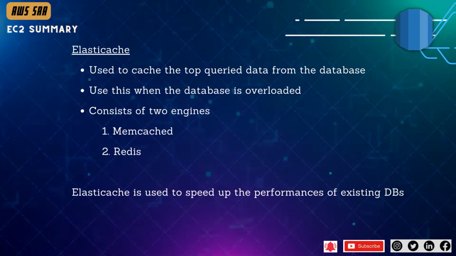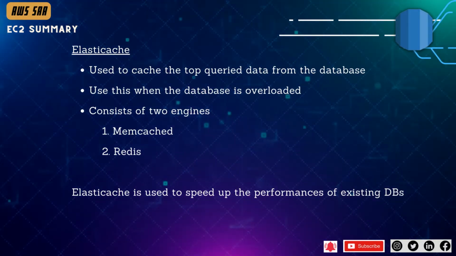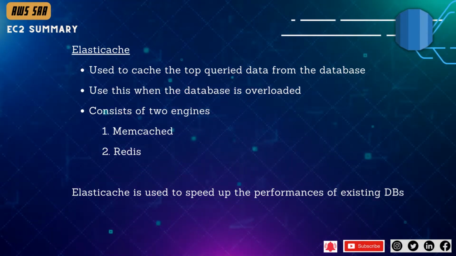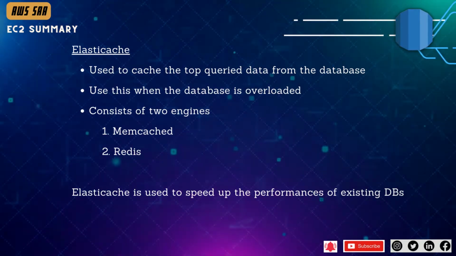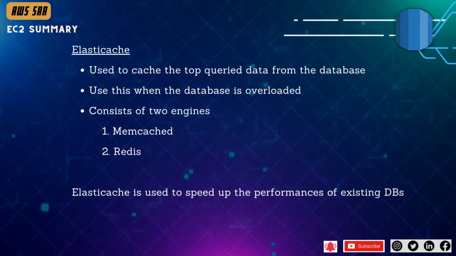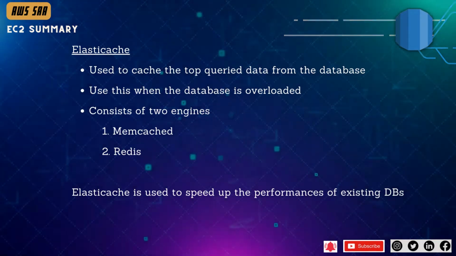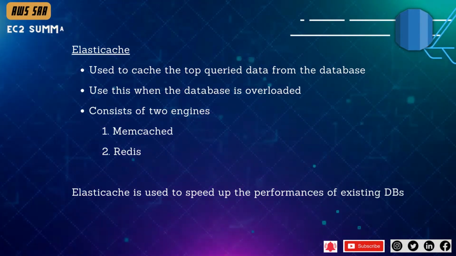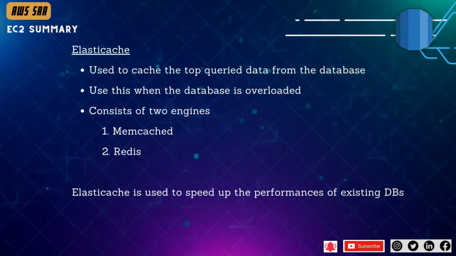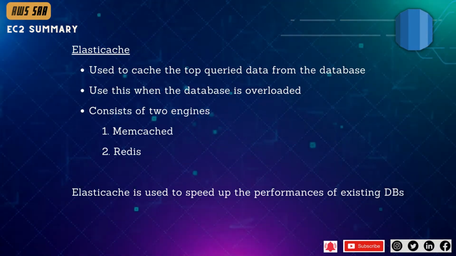ElastiCache is a service that's used when the database is overloaded. The top queried data is cached from the database, and it is supposed to speed up the performance of the existing database. ElastiCache has two engines. The first one's Memcached, the second one's Redis.